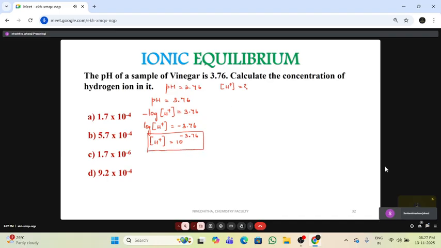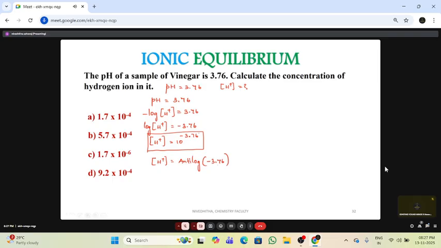If you do it in a calculator, you'll get the answer. But you cannot do it manually, right? So we have another option to do this. Listen here. H plus ion is equal to, if you bring log to the right side, it will get converted into anti-log. So anti-log of minus 3.76. If you calculate the anti-log value of this, you'll get the answer.